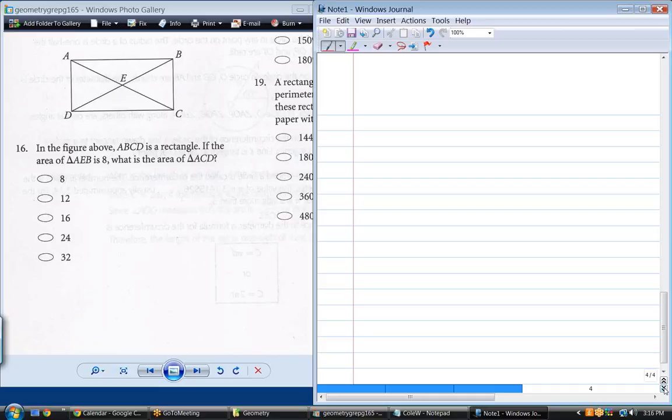Eight. In other words, 8 is the area of that little triangle right there. That's not half of the rectangle. Okay. Half of the rectangle would be this triangle. Oh, okay. So ABC or ACD is half the area of the rectangle. Okay. Well, that little area is not half of the rectangle.